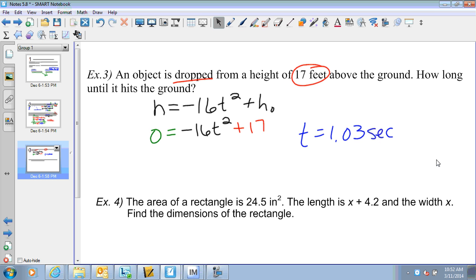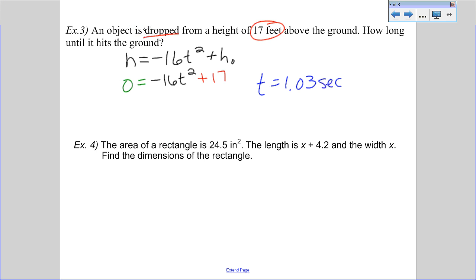All right, so that's going to be one type of quadratic equation that we focus on, these velocity problems, these dropping, finding heights and times. The other one is number 4. The other place that we find a lot of quadratic equations is in area, because area is 2 dimensions being multiplied together. So we know the area of a rectangle is 24.5 inches squared. The length is x plus 4.2, and the width is just x. I want to find what are those dimensions, the actual length and the actual width. So I want to know it's 6.5 inches and 3.8 inches.